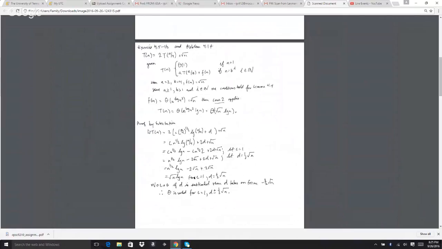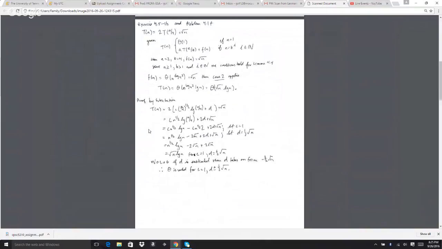So I just wanted to try and work this out by substitution to see if there is a functional form that you can get n log n.